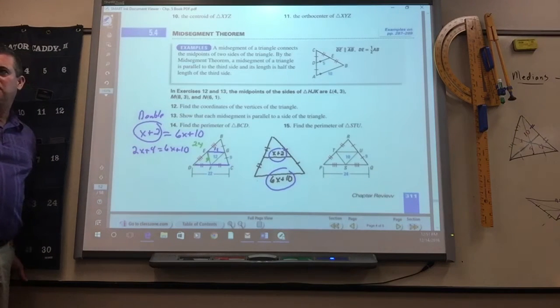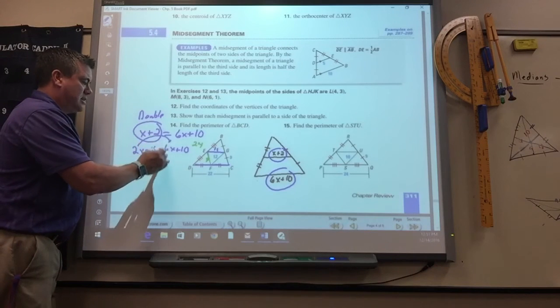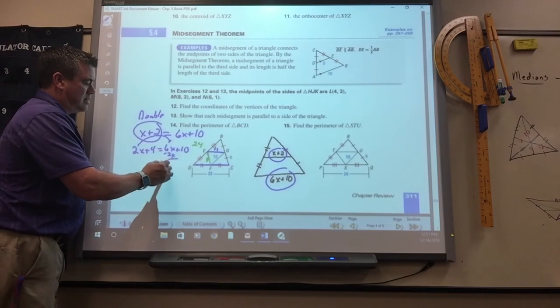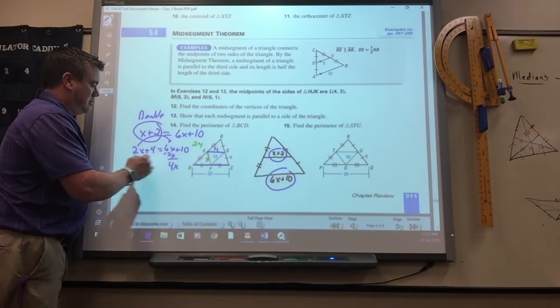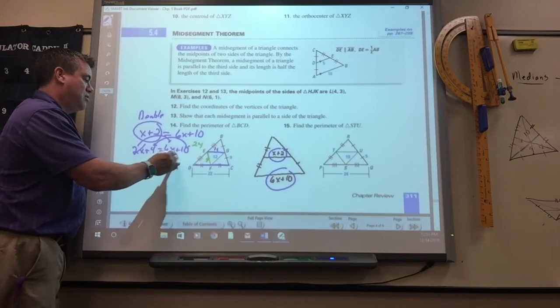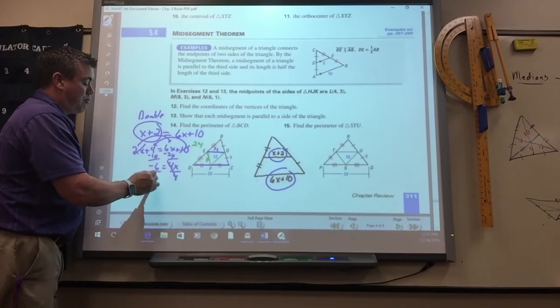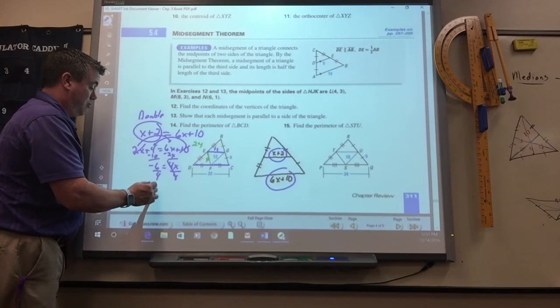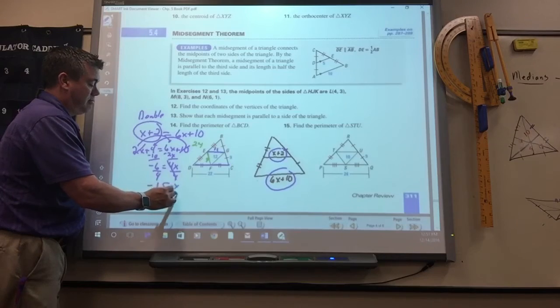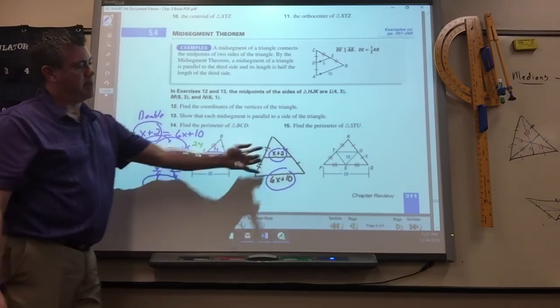Everyone understand that? So I would just get the 2x over here. I set it up wrong, so I'll get a negative, but that's all right. Move the plus 10 over, so I'd minus 10. Divide by 4, and I'd get negative 1.5. Okay, there's a couple like that.